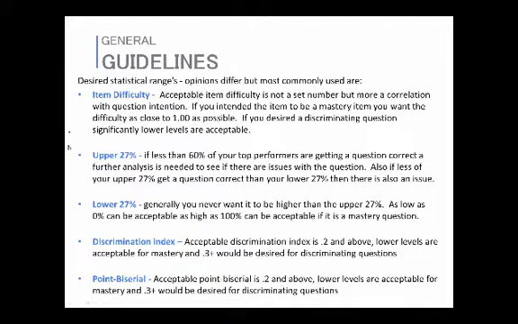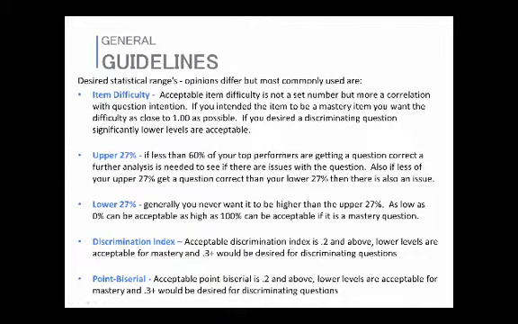Now, if you desire a discriminating question, then it's not acceptable for 100% of the class to get a discriminating question right. Something's wrong. You either didn't write it hard enough, or your question's out there and your students maybe have a copy of it somewhere, whatever it might be. If you desire a discriminating question, you want to lower item difficulty, maybe somewhere in the 0.4 to 0.7 range, or 40 to 70% of the class getting it right.